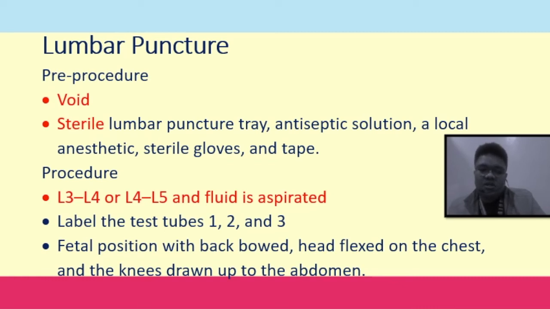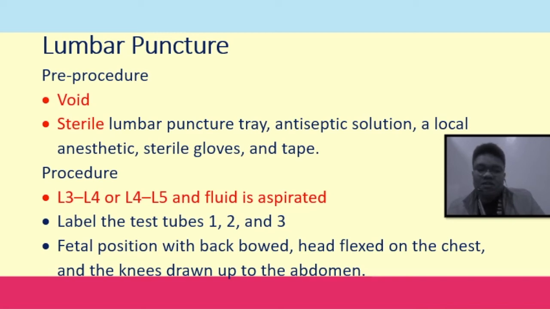Now, during the procedure, the puncture, class, may be done between the L3, L4, and L4, L5, and the fluid would be aspirated. Class, the test tubes that will be receiving the fluids should be labeled accordingly. So the first test tube, which receives the first fluid drained by the doctor, will be labeled 1, 2, 3, and then 4. Class, depending on hospital policy, there may be 3 to 4 specimen bottles that need to be filled up.